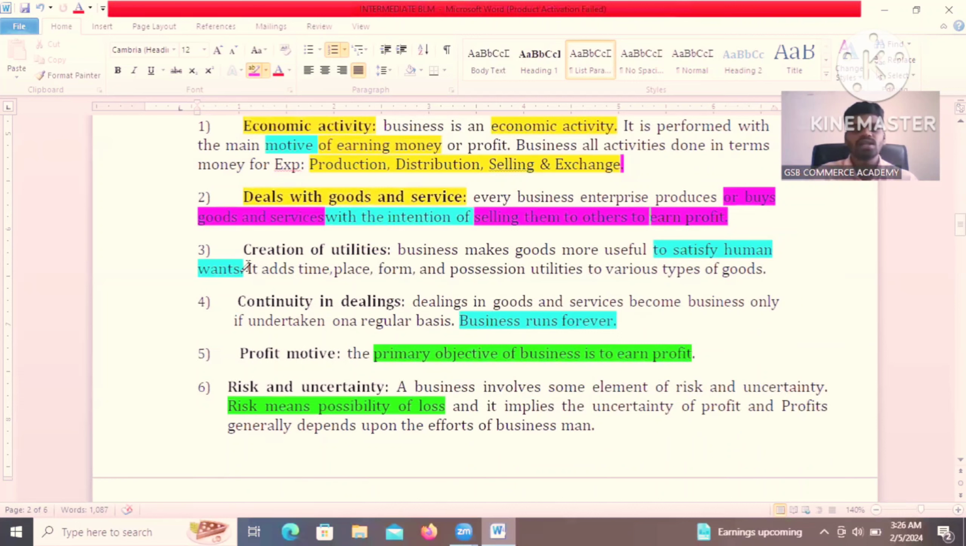And the third feature is the creation of utilities. Utility is the satisfying power of human needs, wants, desires, and preferences. Here, business makes goods more useful in satisfying human needs, wants, desires, tastes and preferences. The utilities added may be time utility, place utility, form utility, and possession utility, to the various types of goods.